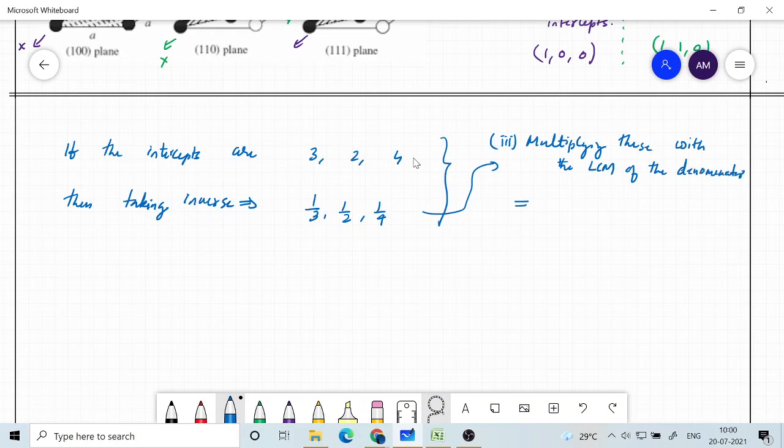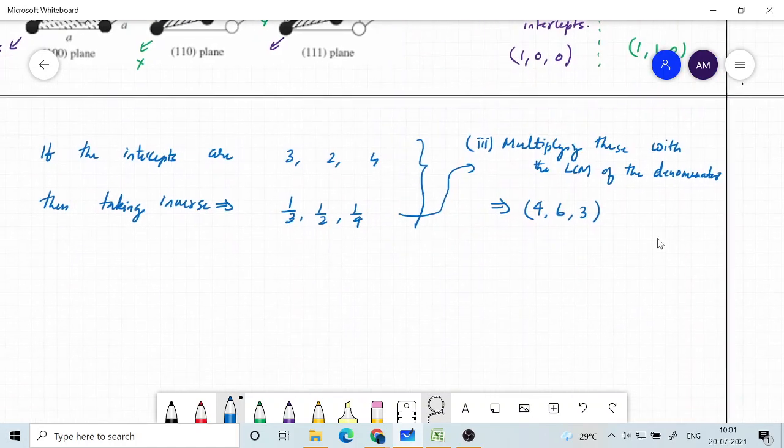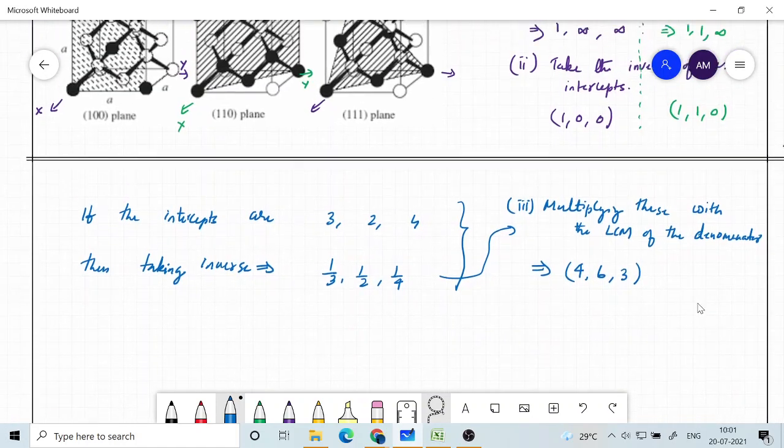So what we will get? LCM is basically 12, so we will get basically 4, and this will become 6, and this will become 3. So this is going to be the Miller indices of this plane. If the x-intercept is 3, y-intercept is 2, and z-intercept is 4, then the Miller indices is 4, 6, 3. Okay, so you have to take into account one more step like this.